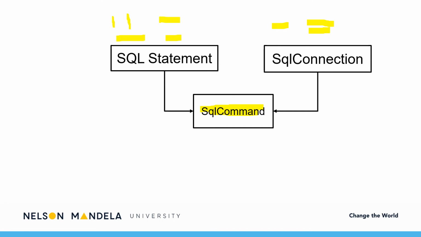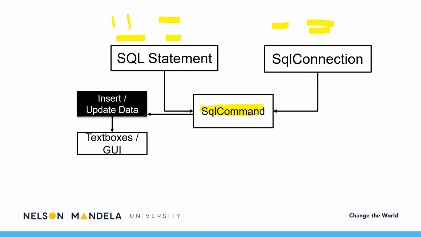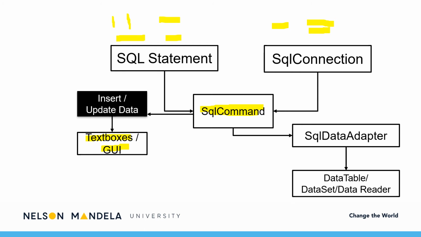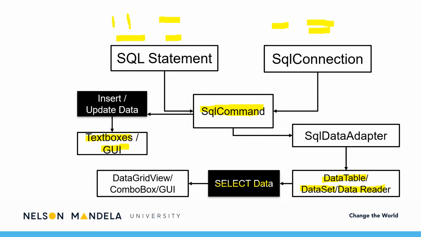Is it an update? Is it a select? And then if it's an insert or an update, therefore you need to know the text boxes, which is the graphical user interface that is used for inserting. But if it's a return, therefore you need a data adapter, which is going to return the data, and then you also need your data holders, either data table, data set, or your data reader. And then that means that now you're using select. And so this you can either display on a data grid view most commonly, or to a combo box also most common, but generally you display your data on GUI.